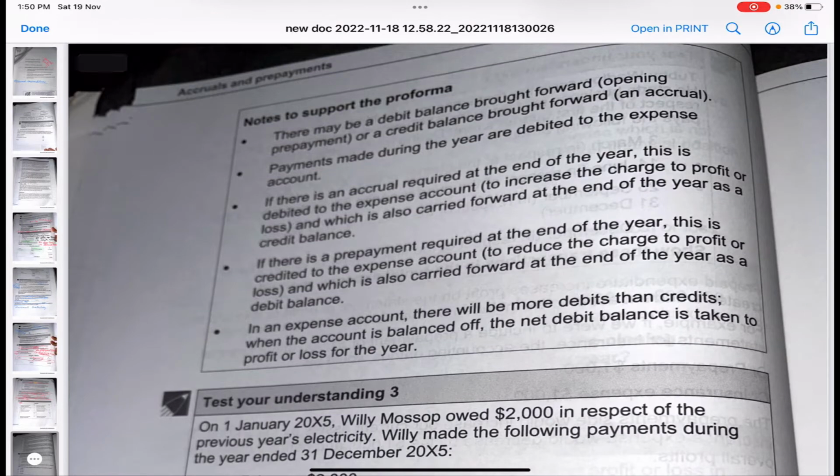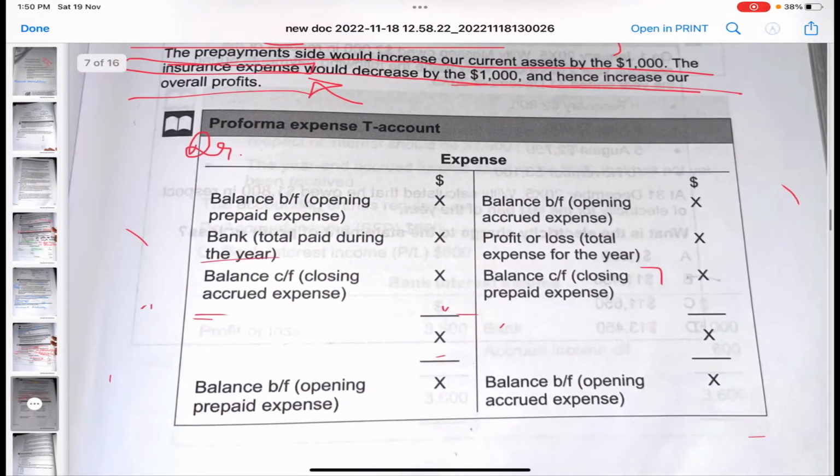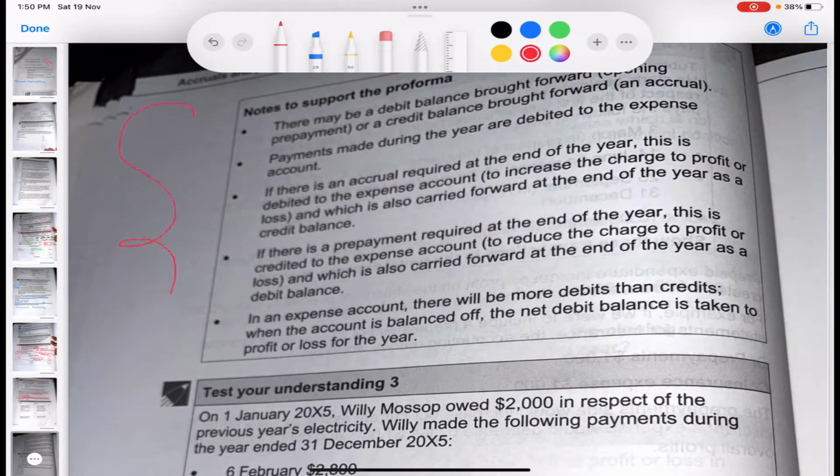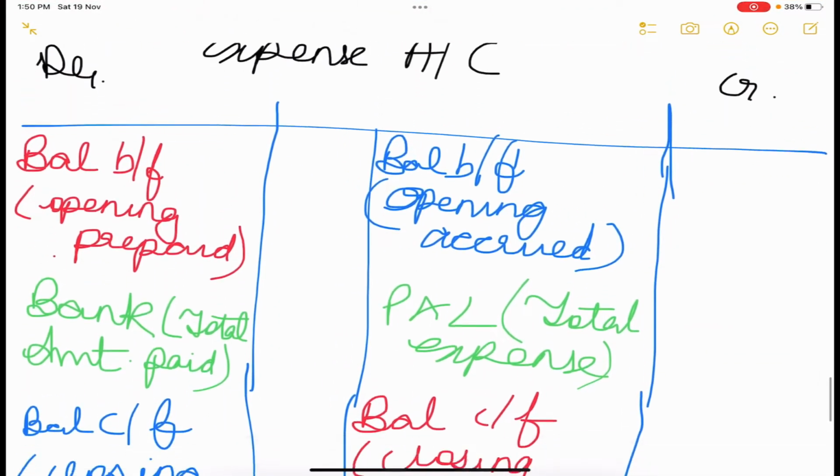These are the notes. So there may be a debit balance brought forward. A debit balance is opening prepayment. Credit balance, we know that it is an accrual, right? That's what we learned. These notes are just explaining whatever is there. If there is an accrual at the end of the year, this is debited to the expense. That is the closing accrual and closing prepayment. So we are clear with the entire expense account.